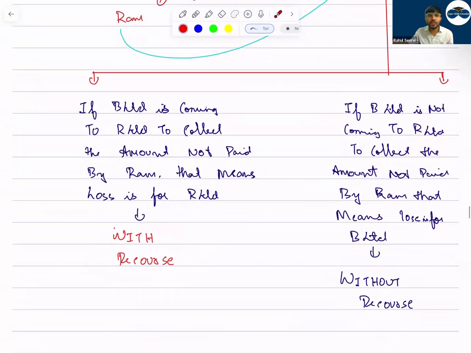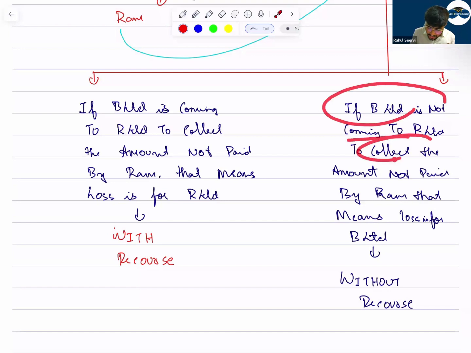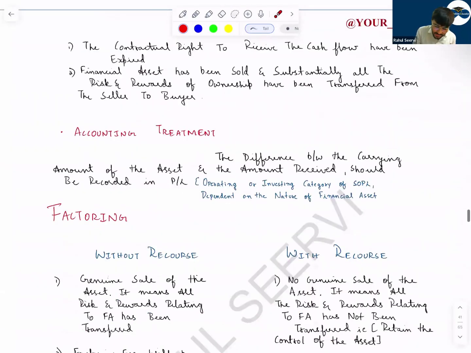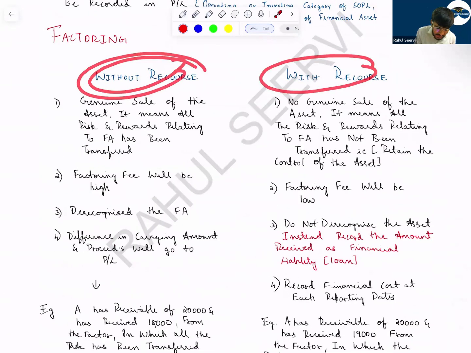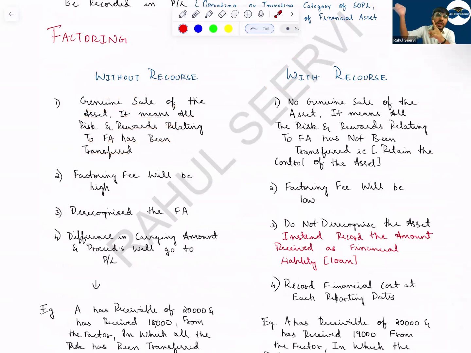So what we will do? This is with recourse. With recourse means when you're factoring or selling your financial assets, the person is coming back to you to get the amount if the third party is not paying them. If B is not coming to R to collect the amount, then it is without recourse. In without recourse, what will we be doing? We will see the accounting treatment. So without recourse is a genuine sale of asset. It means all risks and rewards relating to the financial asset have been transferred. With recourse, I mentioned that B will be coming back, so it is not a genuine sale. But without recourse, they are not coming back, then it is a genuine sale.